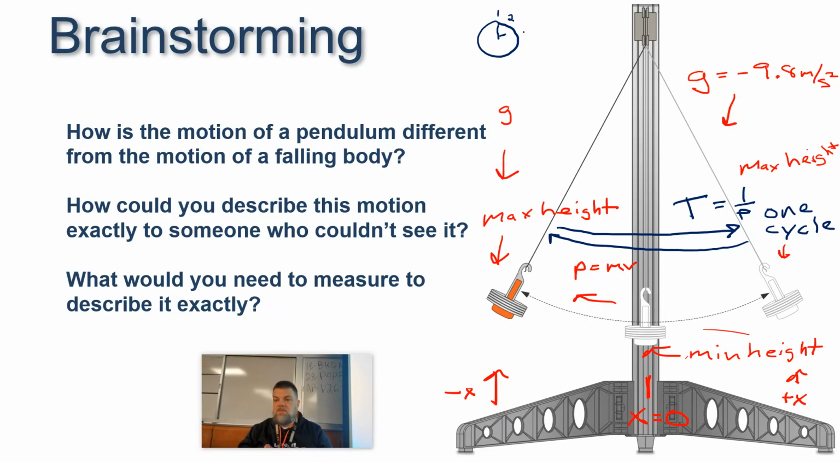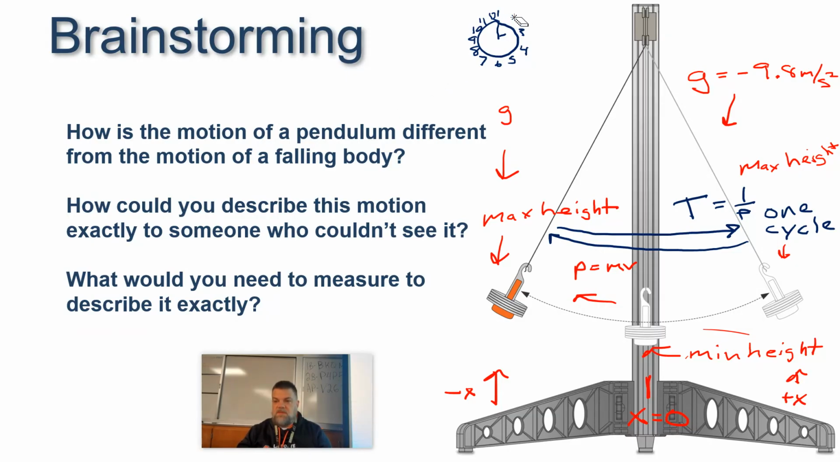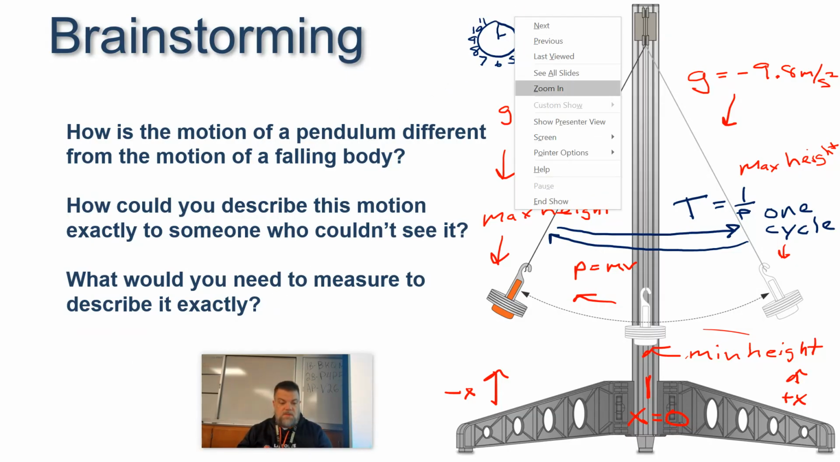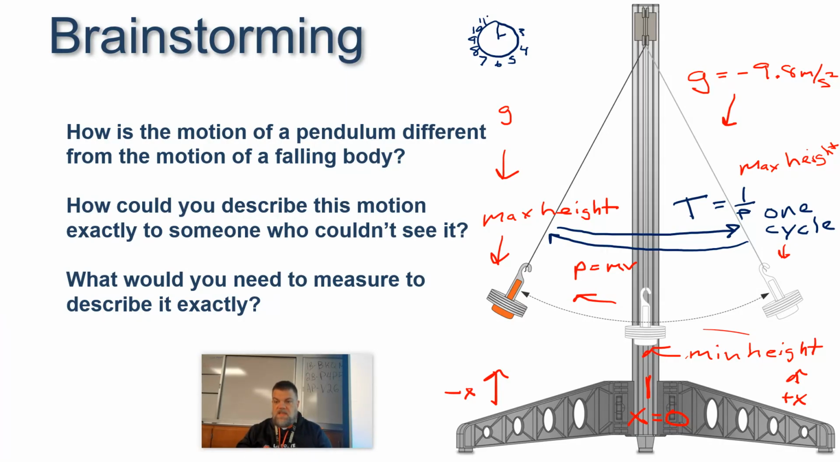1, 2, 3, 4, 5, 6, 7, 8, 9, 10, 11. Oh, I'm off by 1. 12. I was wondering why the 1 was weird. Let me make it a little better. So this has to be 12. This has to be 1. This has to be 2.